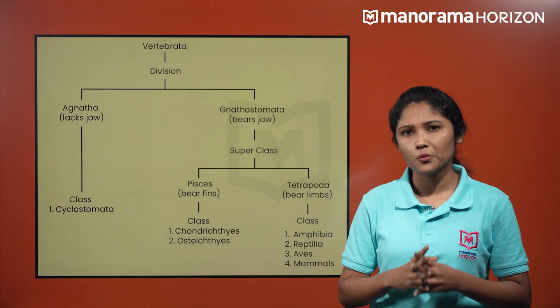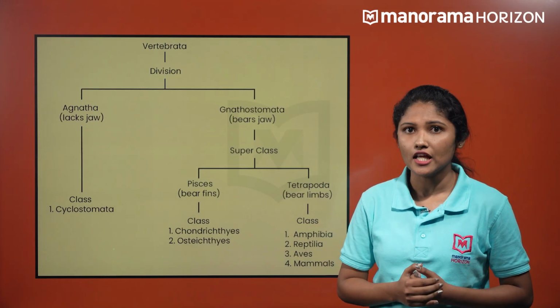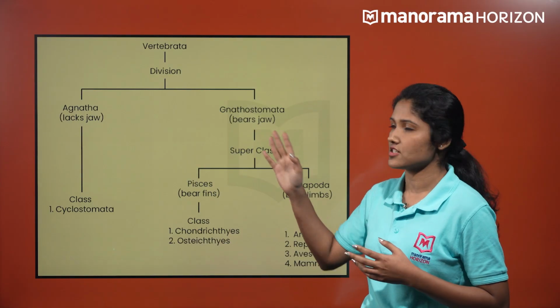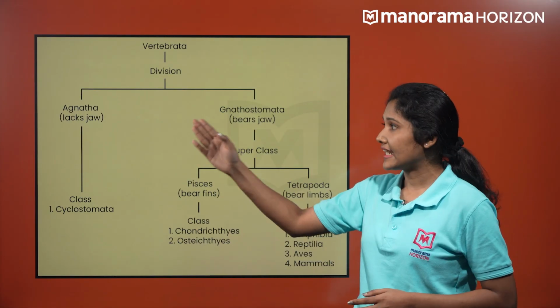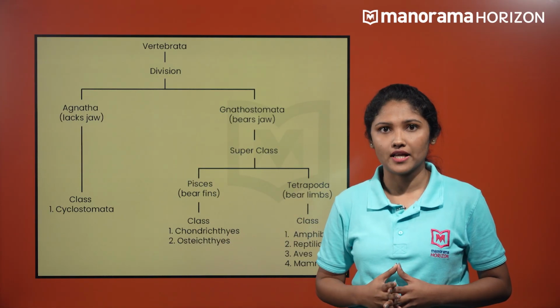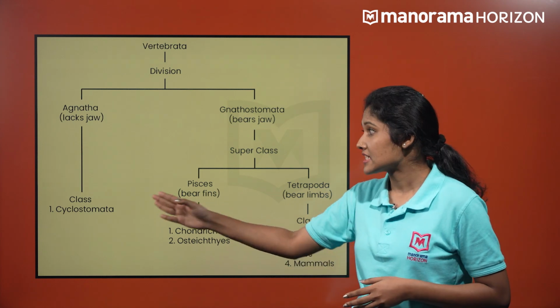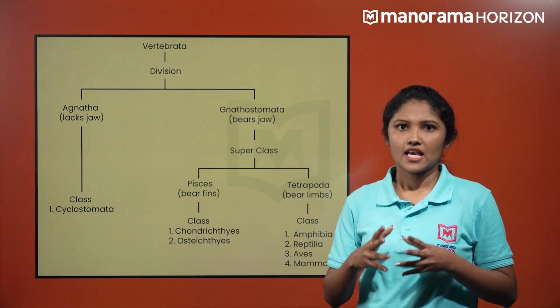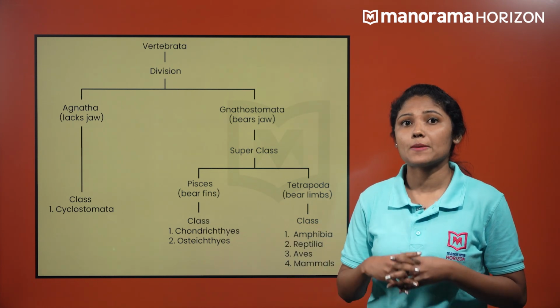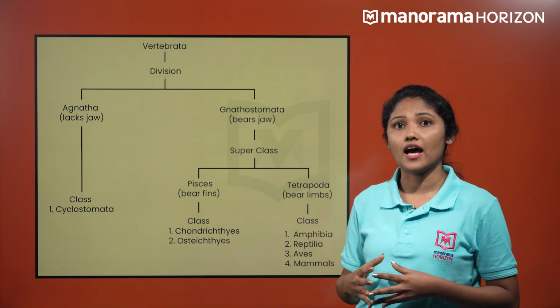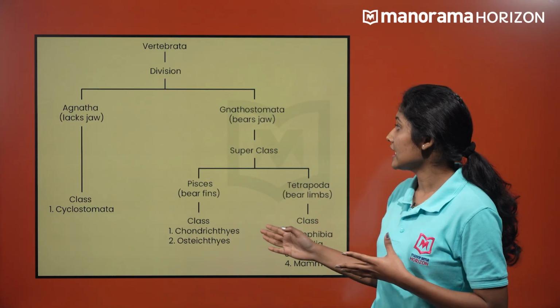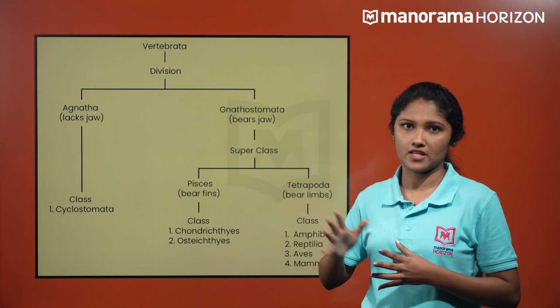The subphylum Vertebrata is again divided into 2 based on the presence of jaws. Agnathans are jawless vertebrates which include the class Cyclostomata. The members of the superclasses Pisces and Tetrapoda have jaws and they are included in Gnathostomata.